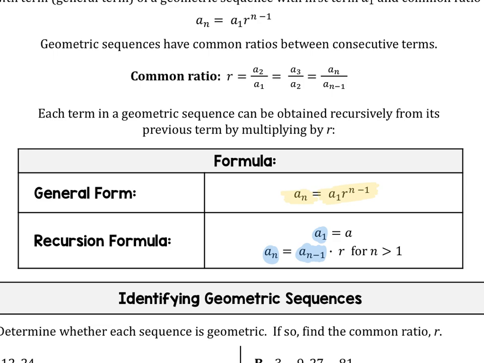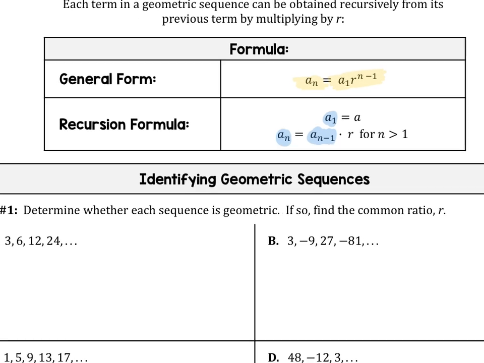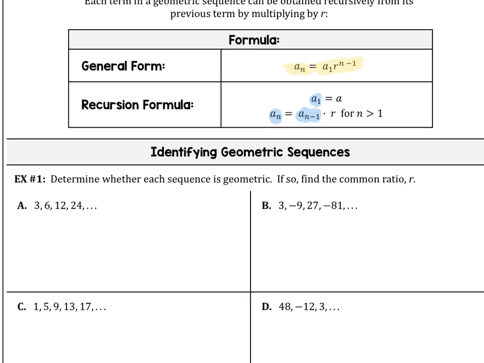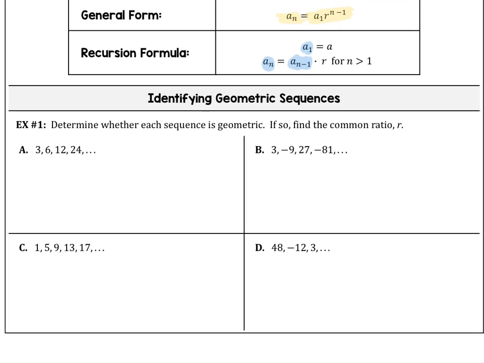So let's look how this actually works, okay? How to identify if it's geometric or not. Basically, we're looking to see, are you multiplying by something each time? So here, notice, this could be times 2, times 2, times 2. So yes, this is geometric, and r is 2.